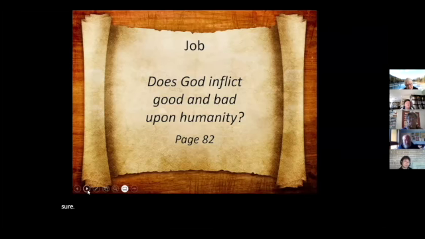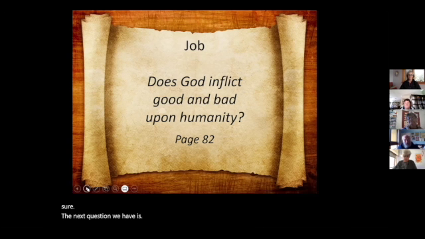So the next question we have is the question that's asked in Job: does God inflict good and bad upon humanity? What do you reckon? I don't think God does. If he's not an intercession, if he's not someone who interferes with what's going on in the world, he can't do either of those things. No, he can't. But that's one point of view.